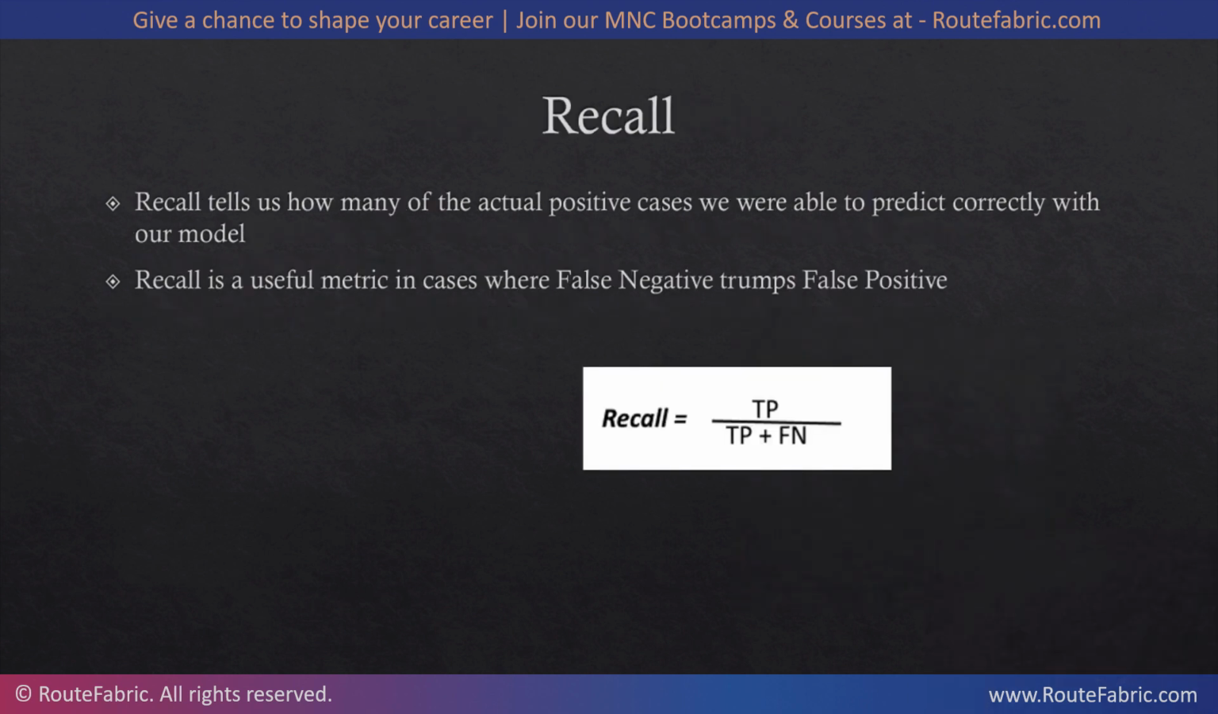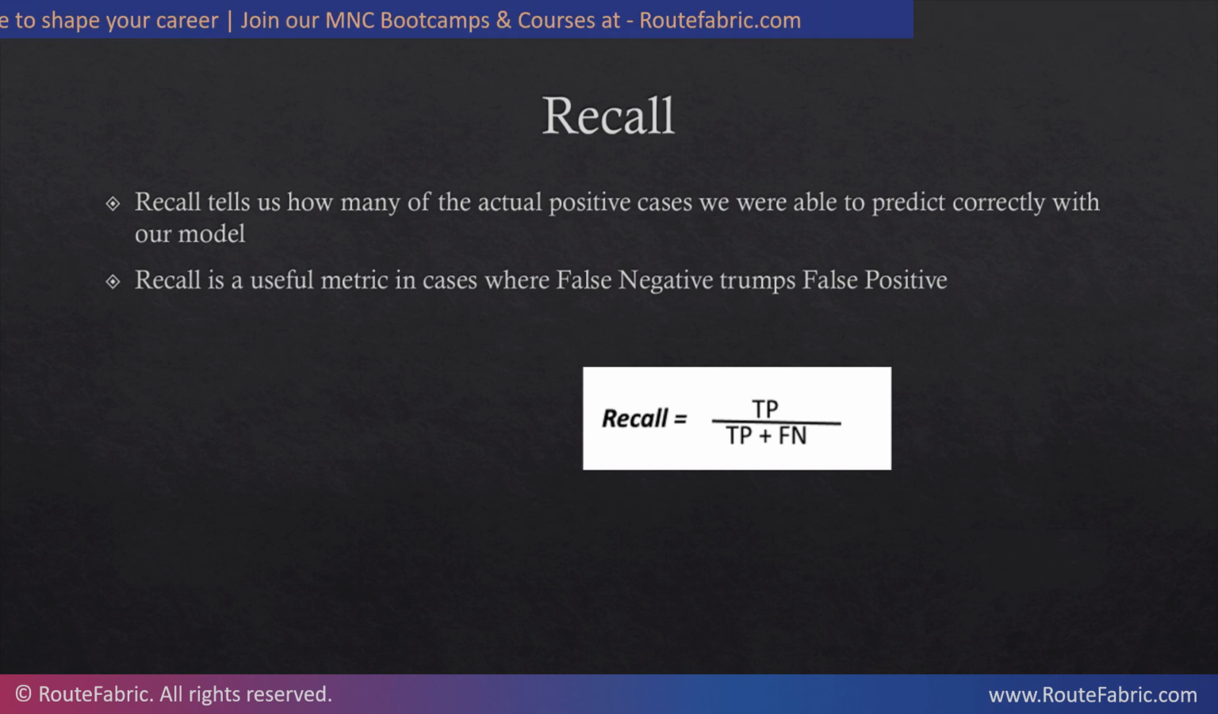Now, let us look at what recall is. Recall tells us how many of the actual positive cases we were able to predict correctly with our model. Recall is a useful metric in cases where false negatives trump false positives. The formula for recall is true positive divided by true positive plus false negative.